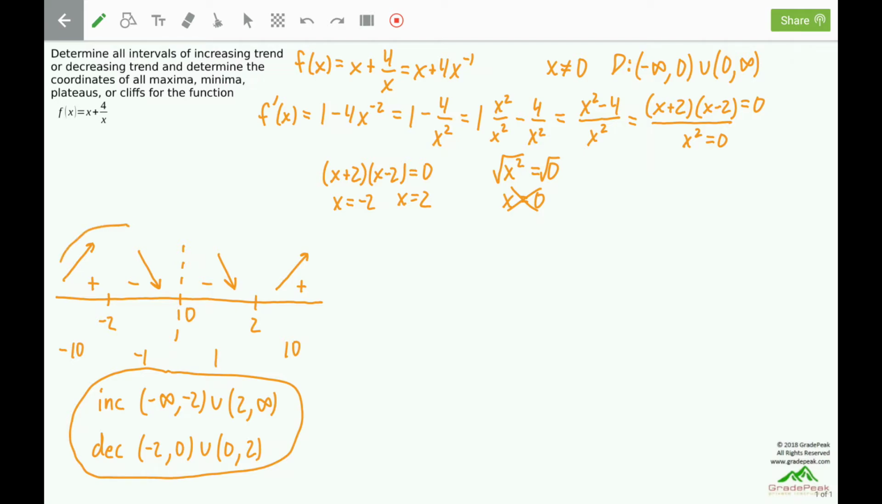At the critical number of x equals negative 2, the trend changed from having been increasing to being decreasing. Increase to decrease would indicate that there is a relative maximum at the x-coordinate of negative 2. We can find a corresponding y-coordinate by plugging the negative 2 into the original function. So y-coordinate equals f of negative 2, which will be negative 2 plus 4 divided by negative 2, which is negative 2, and then 4 divided by negative 2 is negative 2. Negative 2 minus 2 is a negative 4.